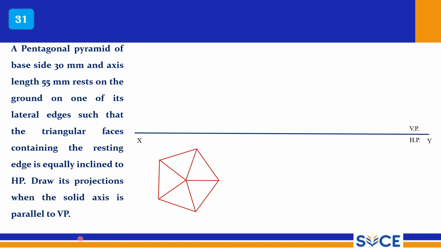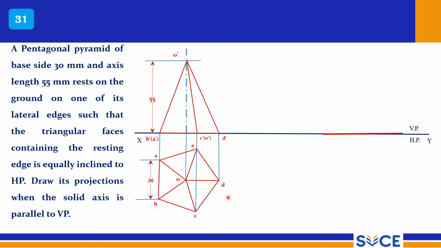So this is the pentagonal pyramid. Now these two slant edges will be equally inclined to HP, so that condition will be automatically satisfied. Don't think too much about that. Mark A, B, C, D, E, give the notations, and draw its front view. It is a pyramid, and its height is given as 55 mm.